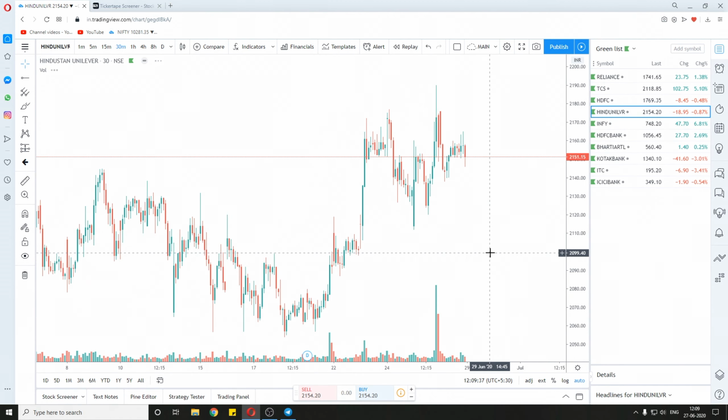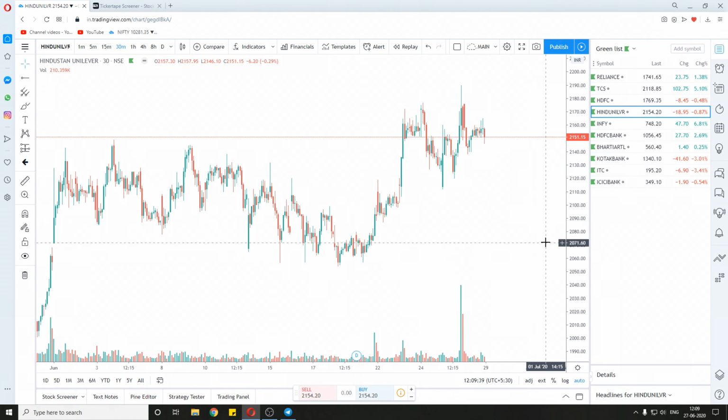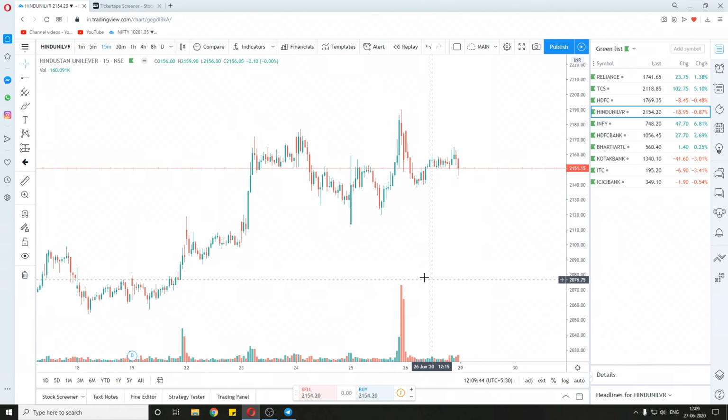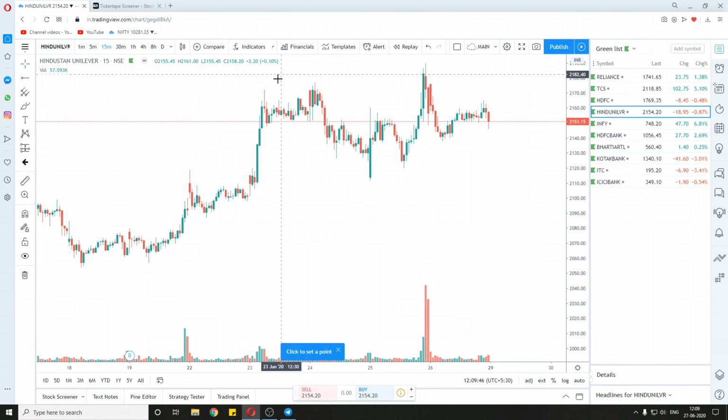Then we move on to Hindustan Unilever. If we see, there is a small accumulation in this area.